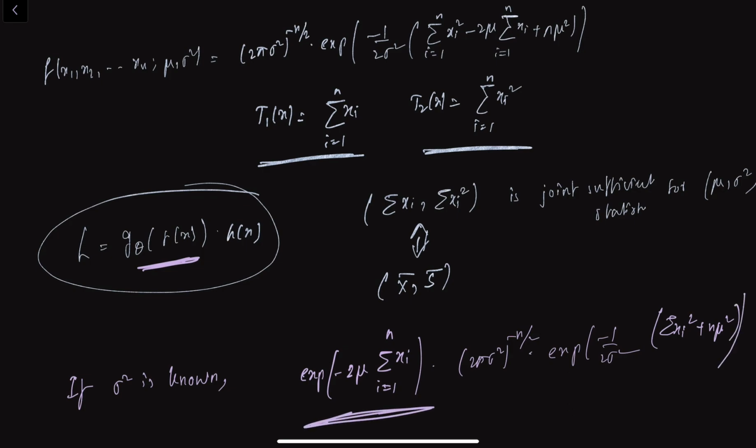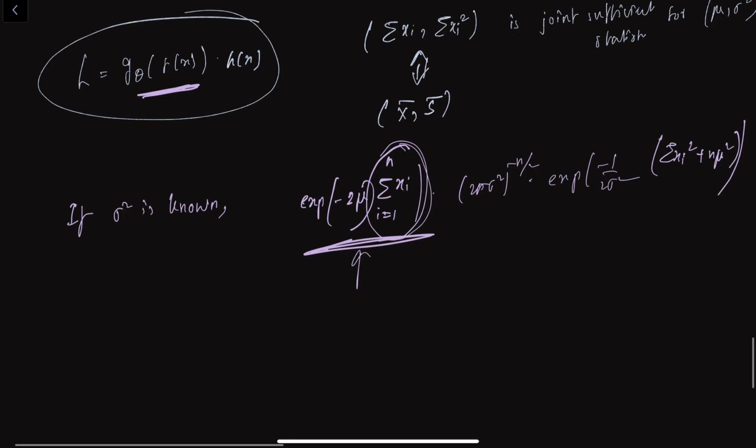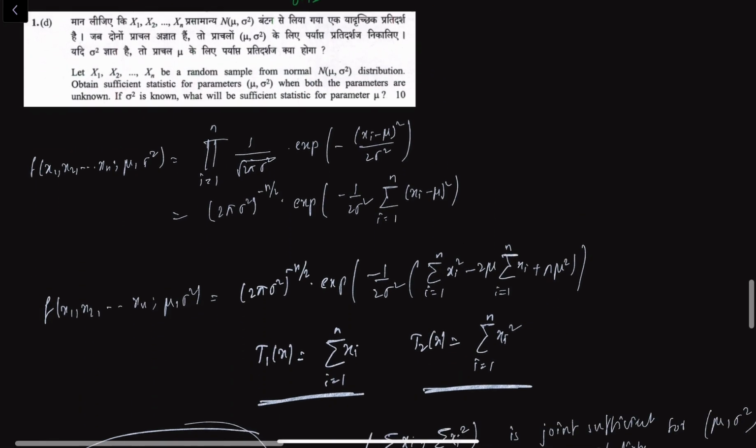So here g theta of T of x, this function, depends only on summation i equals 1 to n xi for this theta. So if sigma square is known, this particular joint density depends on the sample only through summation i equals 1 to n xi. So basically this becomes sufficient for mu when sigma square is known. In fact, x bar is a complete and sufficient statistic for mu in this case.